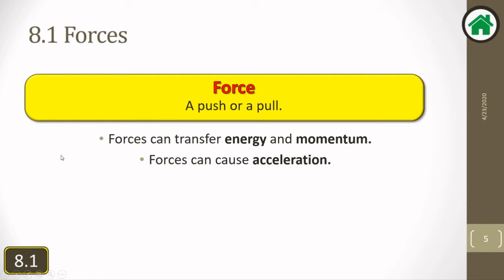So what is a force, you guys? A force is a push or a pull. So anytime you push open a door or lift up your book bag, which I know you haven't done lately, that counts as a force. Forces can transfer energy and momentum. We talked about momentum. We said momentum is a property of motion. A force can give an object momentum or can take away an object's momentum. And forces can cause an object to accelerate, which is something we'll talk about more in our next lesson.